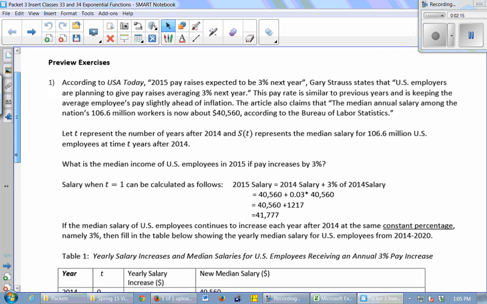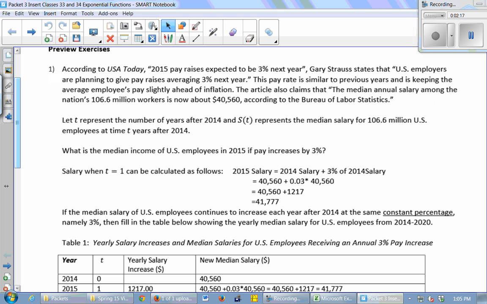Okay, so we're going to let T represent the number of years after 2014. So 2014 is going to be year T equals 0. So 2015, next year, according to the article, would be T equals 1, 1 year later. All right, so S of T is going to represent the median salary T years after 2014.